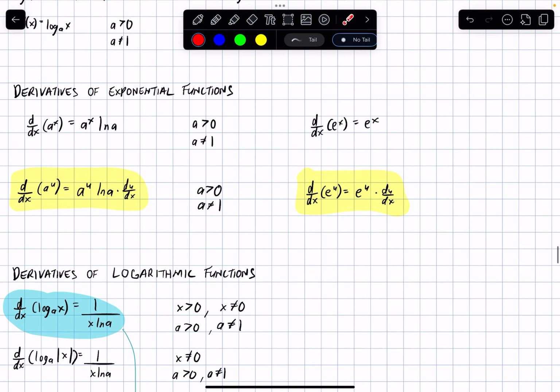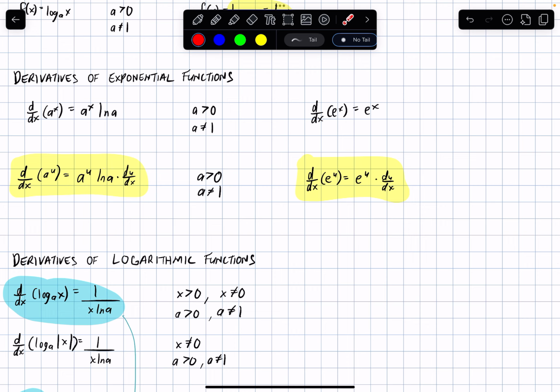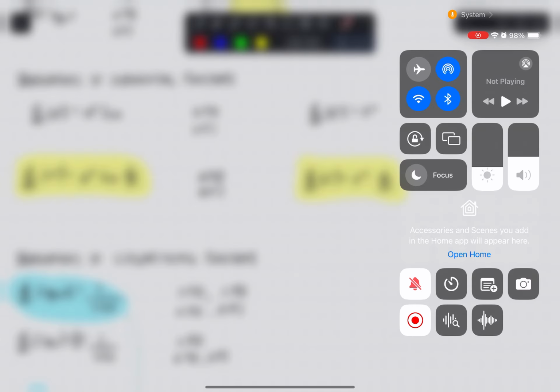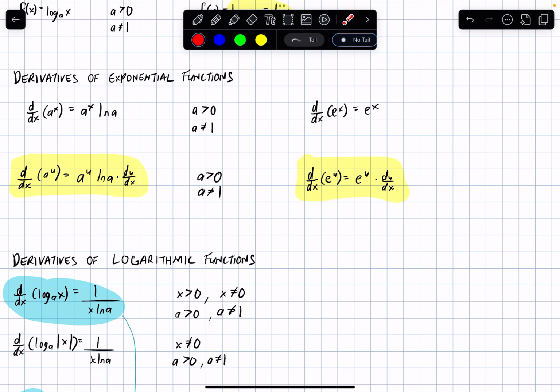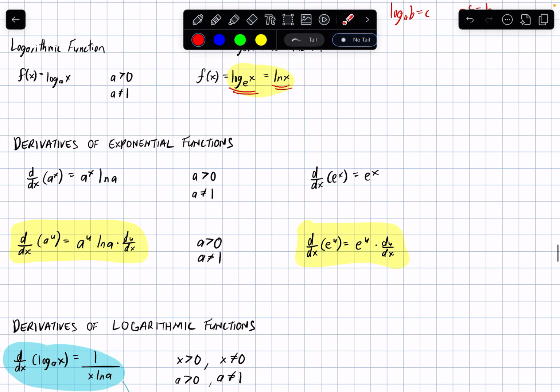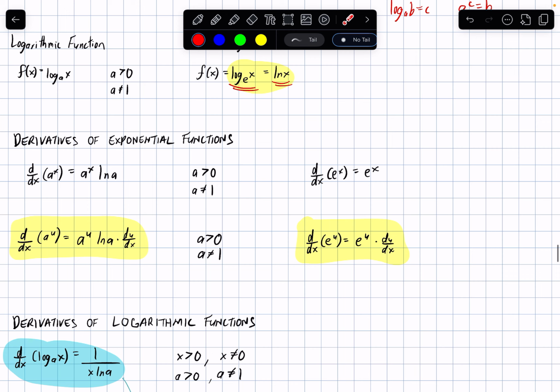Okay, so let's go to the derivatives of exponential functions. Let me just verify if I'm recording. Okay. So the derivative of a raised to x is equal to a raised to x ln a. And yeah, the general policy is a is greater than 0 and it's not equal to 1. That's standard.